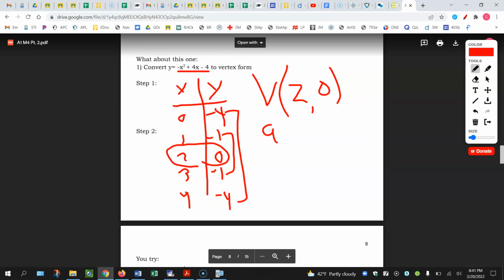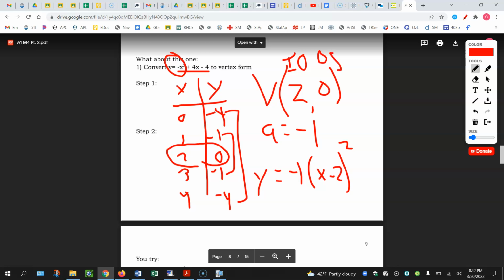And the a value of this equation is what's in front of the x squared, which is negative 1. So when we put this into vertex form, it's going to be negative 1 times, inside is opposite, so x minus 2 squared. Outside is same. It's a 0, so we don't even have to write anything; there's really no need to write plus 0. So that would be the equation here in vertex form.